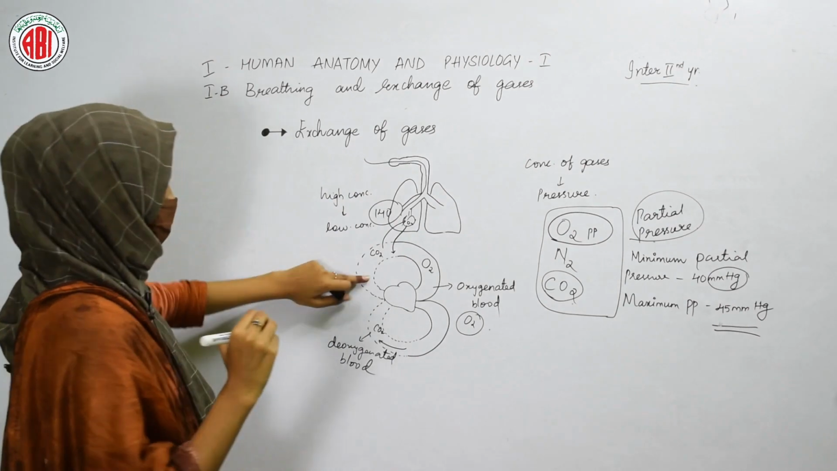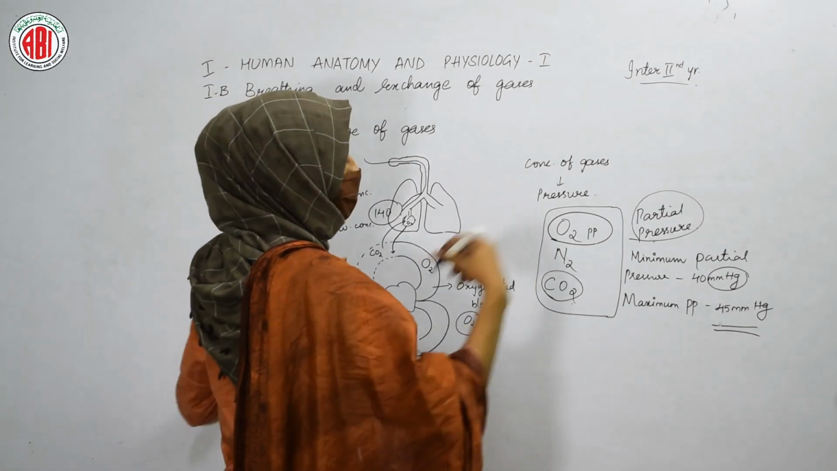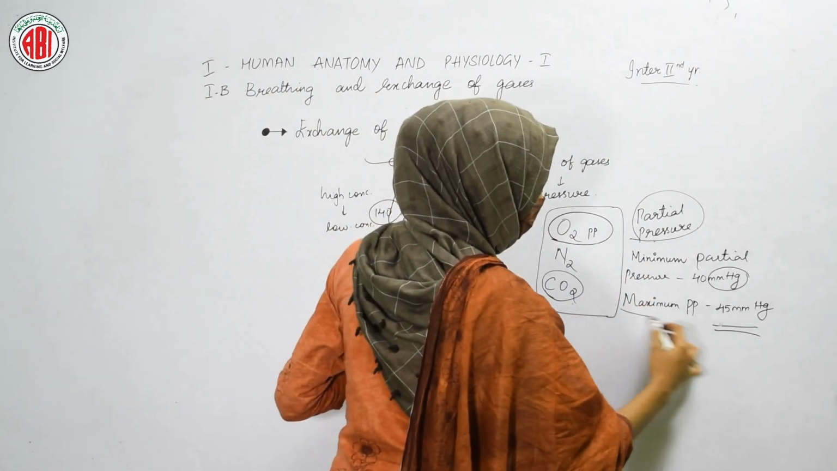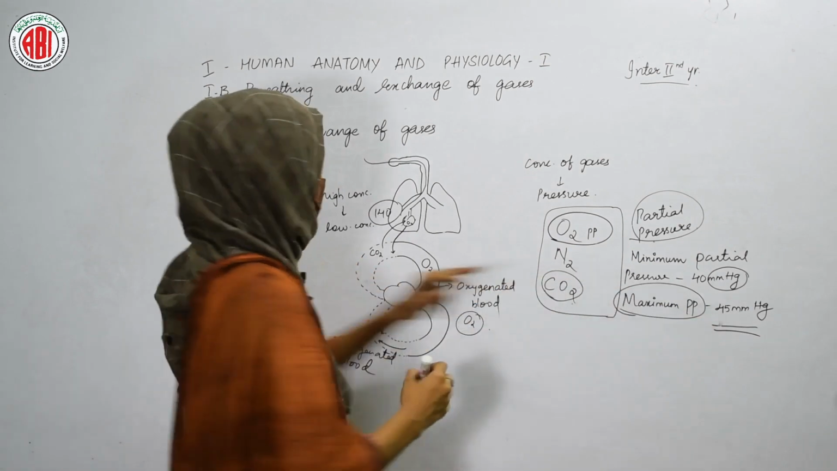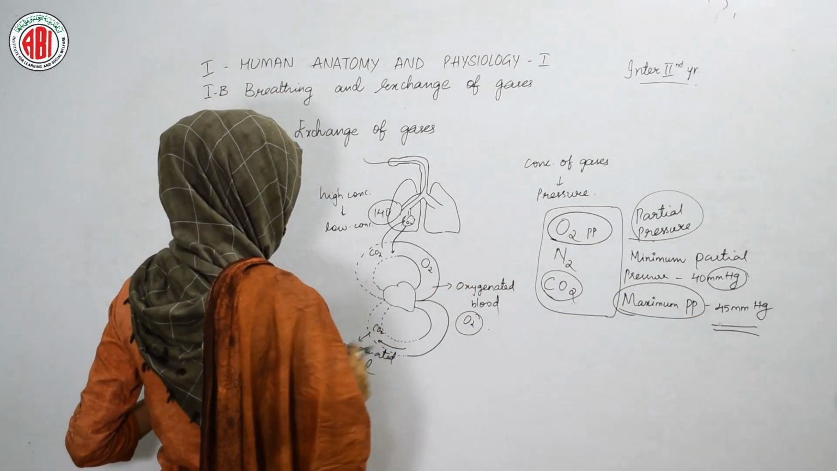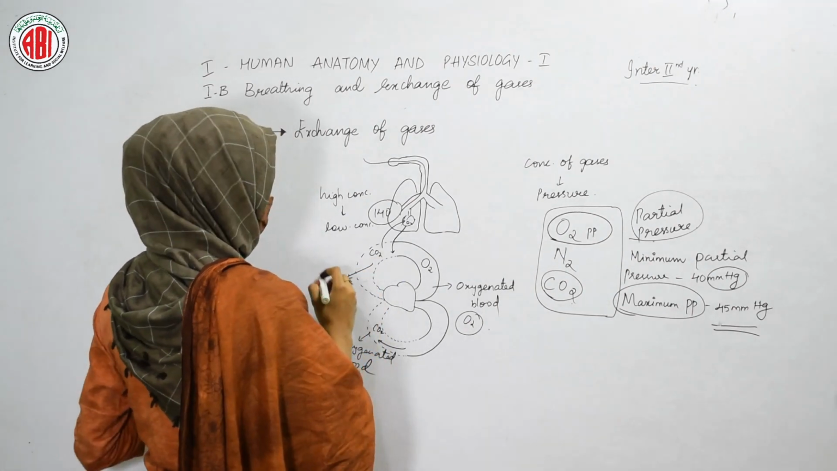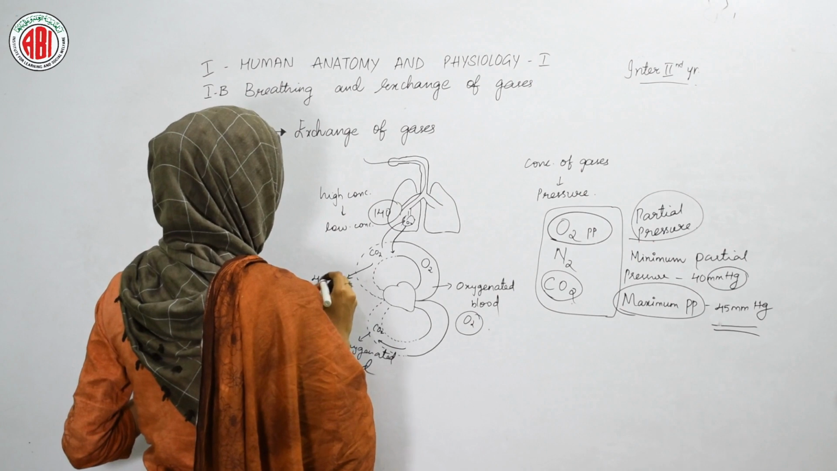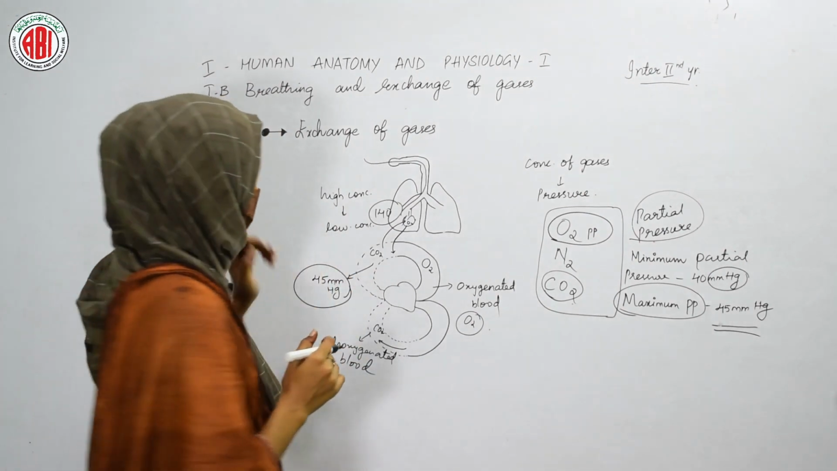But when you see the deoxygenated blood, the concentration of carbon dioxide is high. So just before, I told you that the maximum partial pressure of carbon dioxide will be 45. So here, as a high concentration of carbon dioxide is present in the deoxygenated blood, we can write its concentration as 45 mmHg. Now the exchange starts.